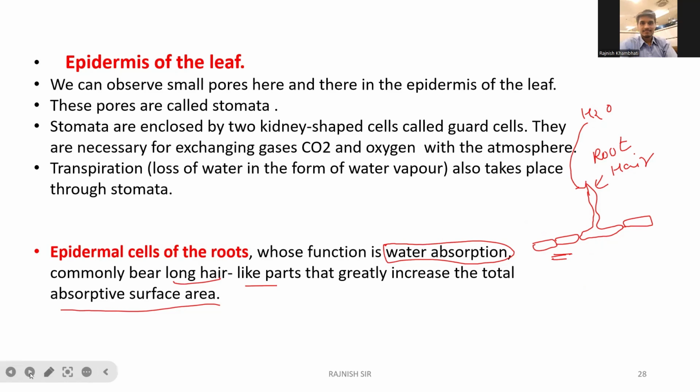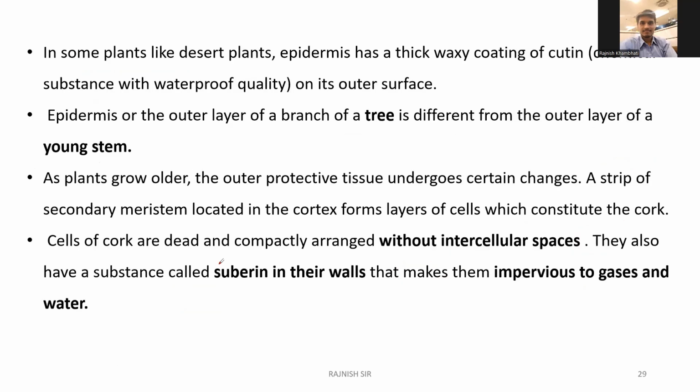Okay, let's move further. In some plants, like the desert plant, the epidermis has a thick waxy coating, which is known as cutin. That coating, which I show you in black, is called cutin, which helps in water prevention, the loss of water through transpiration. And this cutin layer will always be outside of the leaf, on its outer surface.